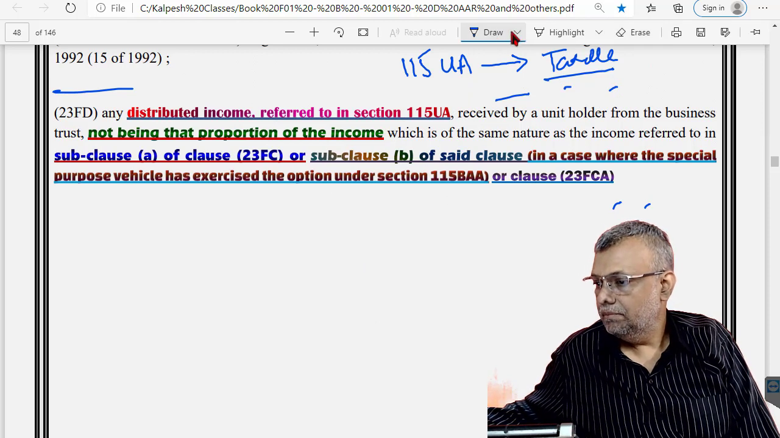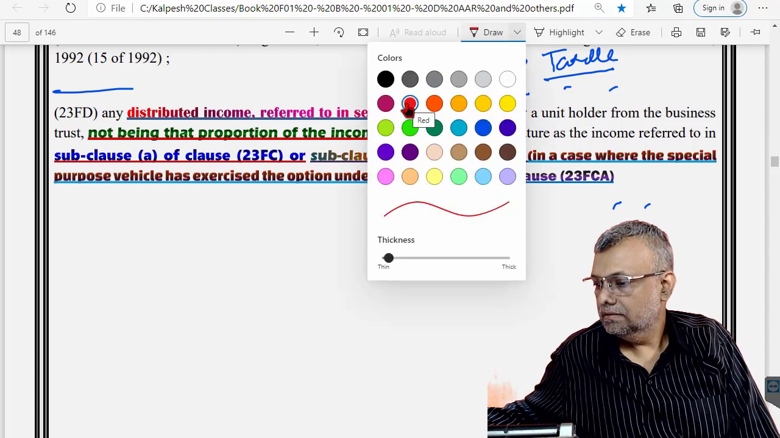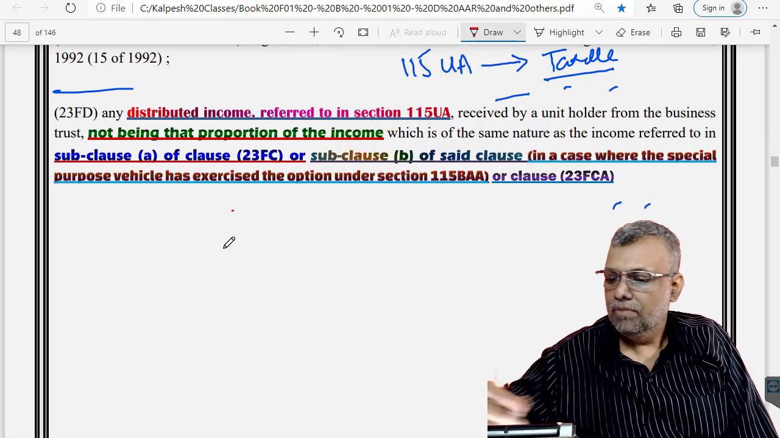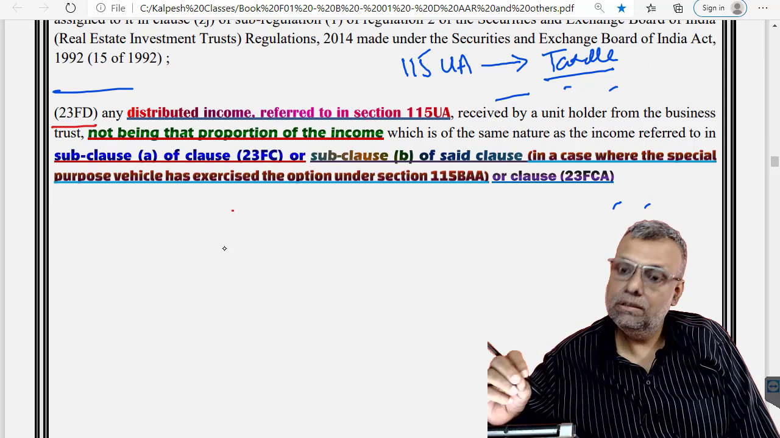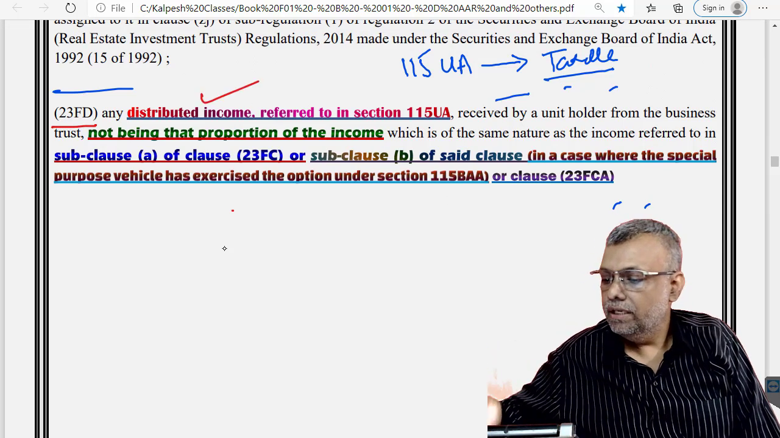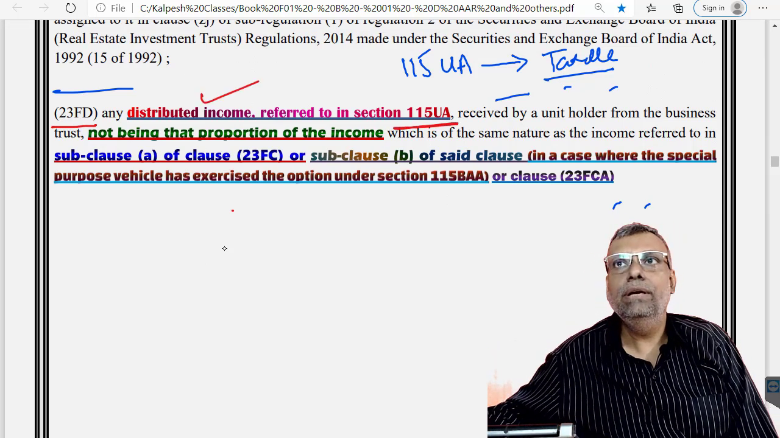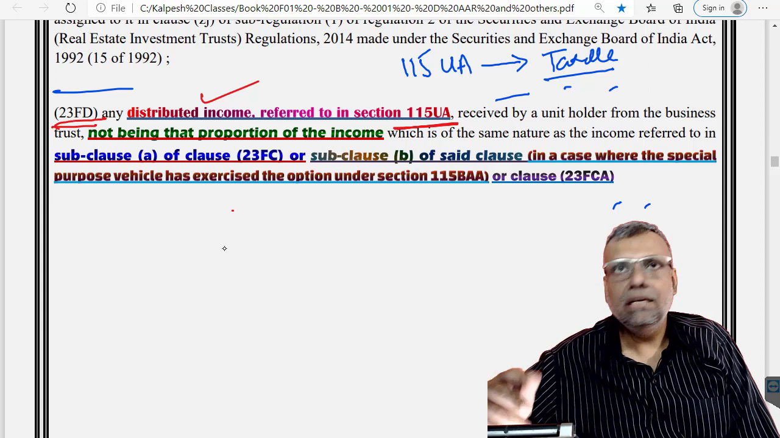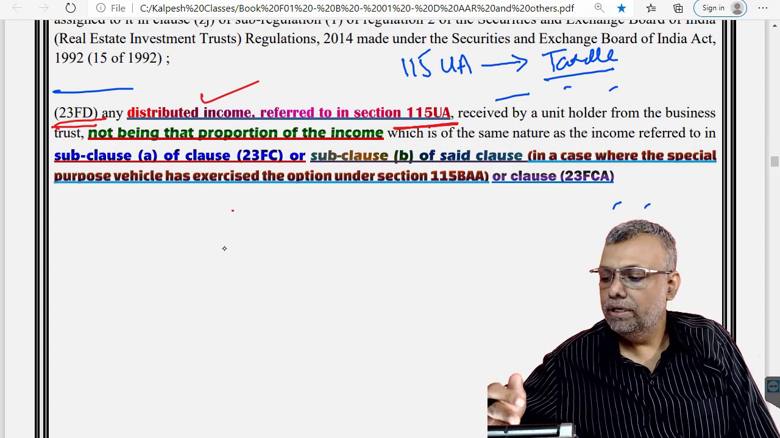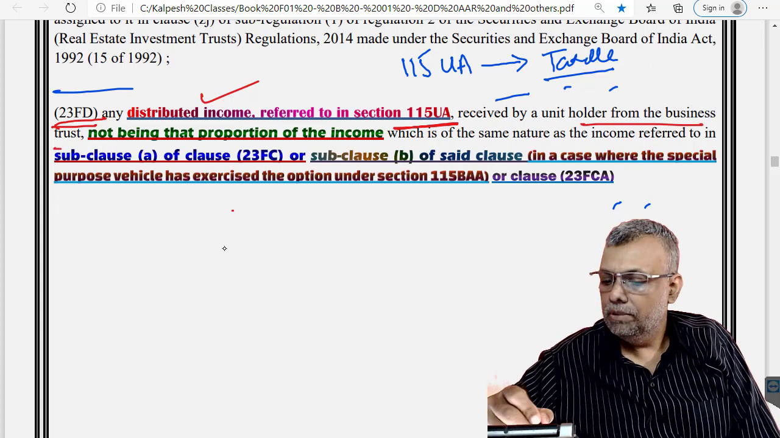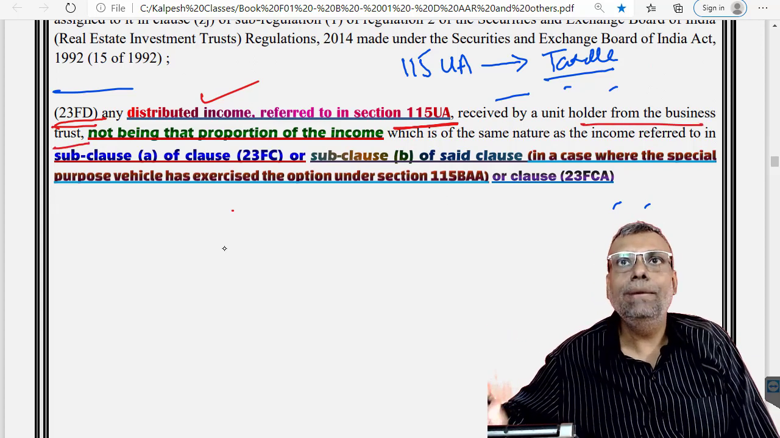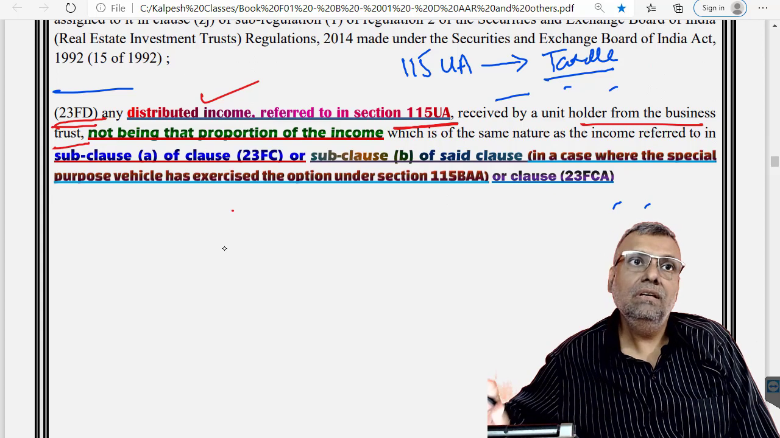See, let me change the color. Okay, 1023 FD. Now let us interpret this provision very, very carefully. Here are some complications. Distributed income referred to under 115 UA. 1023 is basically the exemption provision. That means the distributed income under 115 UA which is received by the unit holder from the business trust will be eligible for the purpose of exemption.